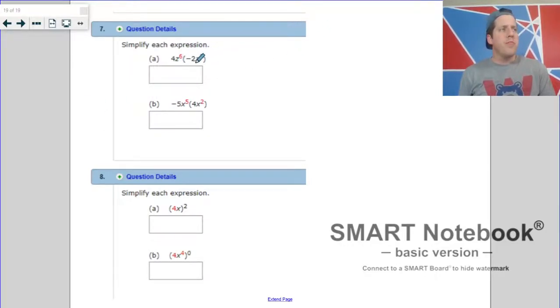Okay, I have some problems that are asking me to multiply. We are going to treat the coefficients and the variables differently. So I'm just being asked to multiply 4 times negative 2 and z to the 6th times z cubed. I don't need a property of exponents for the 4 times the negative 2. That's just negative 8. I do need a property of exponents for the z to the 6th and the z cubed. I add those powers together. I'm going to get z to the 9th. By the same token, on the next problem, I'm going to get negative 20x to the 6th.